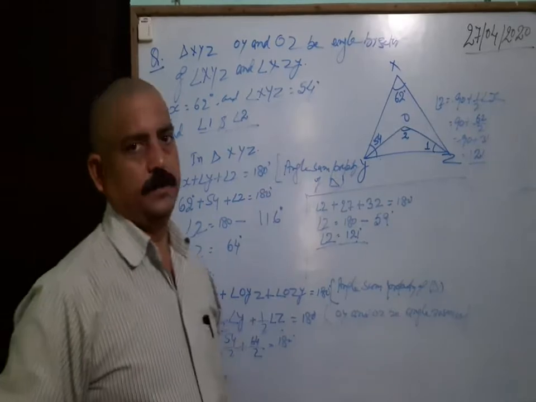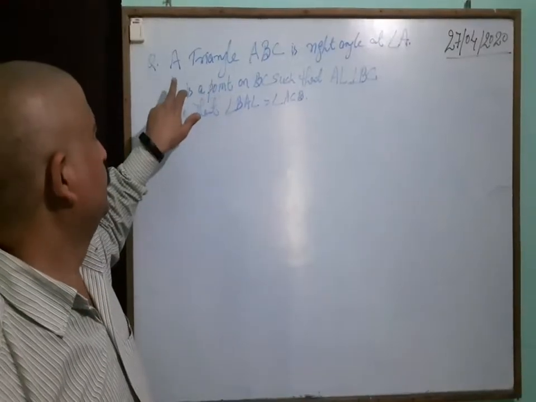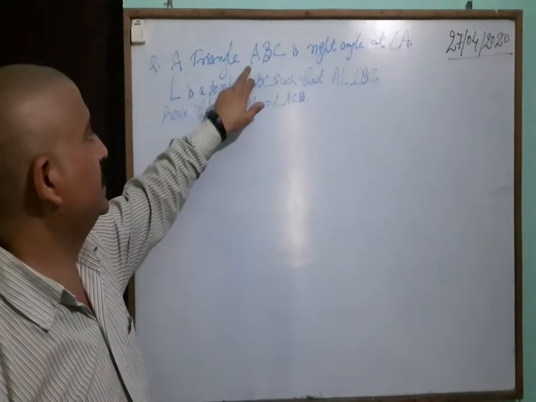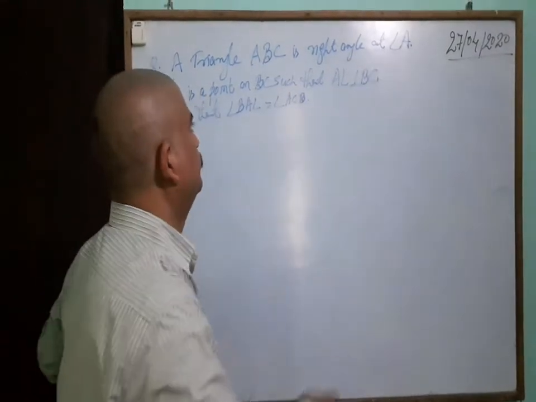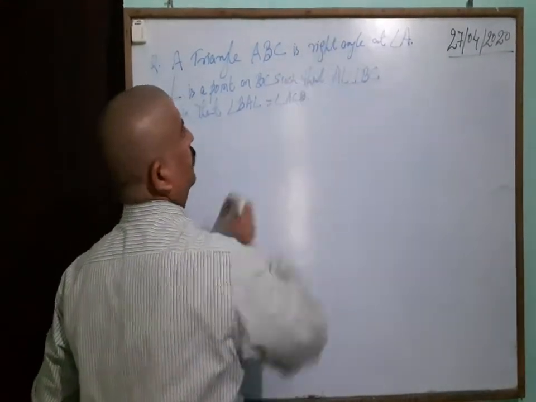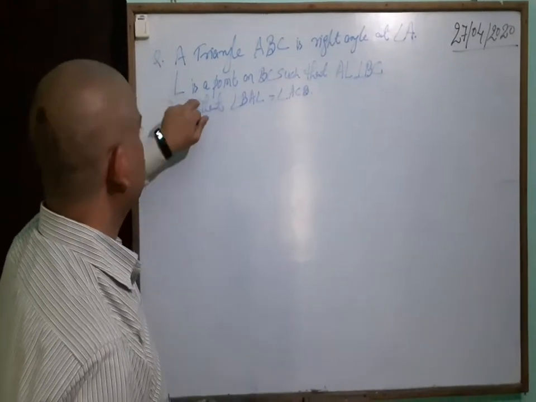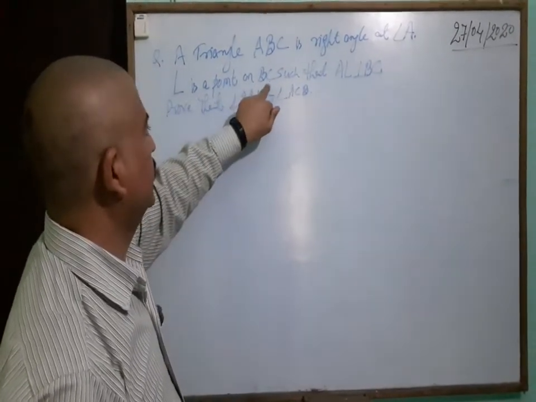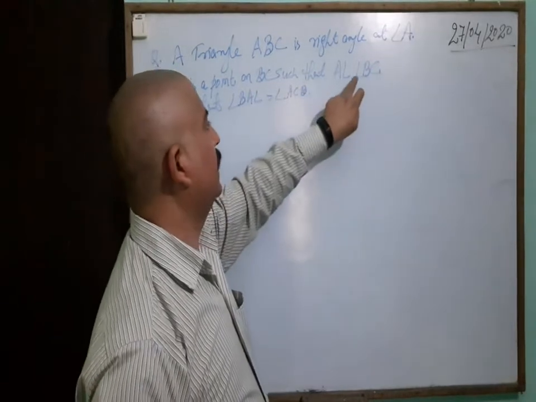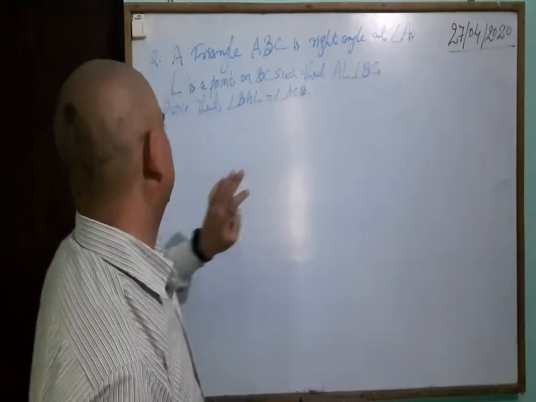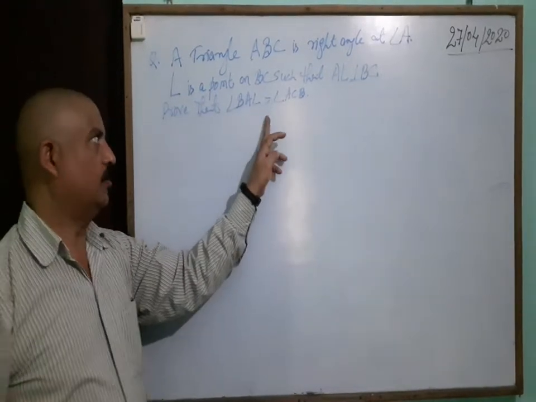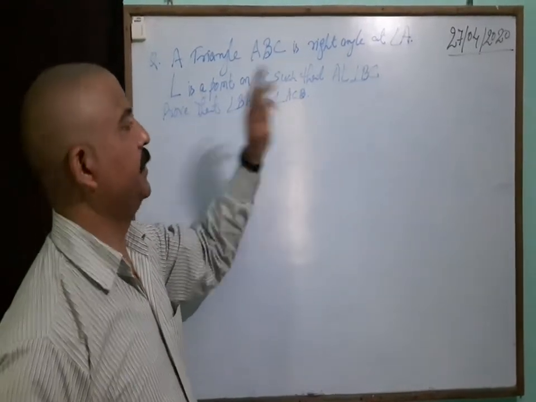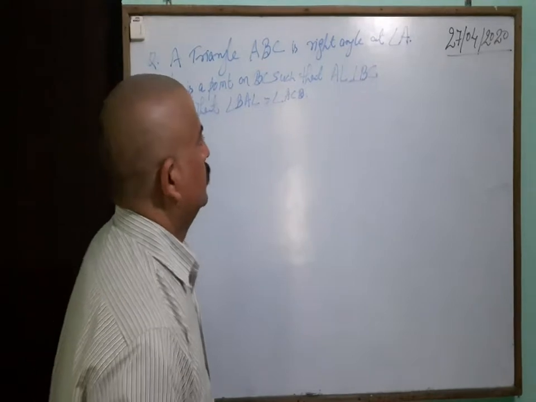Next question. Triangle ABC is right angled at A. L is a point on BC such that AL is perpendicular to BC. So prove that angle BAL equals angle ACB. So you just draw a figure.